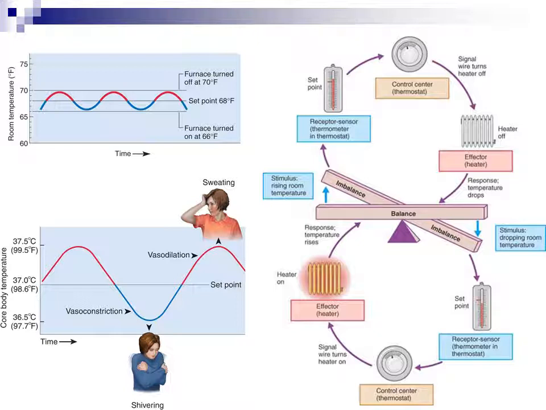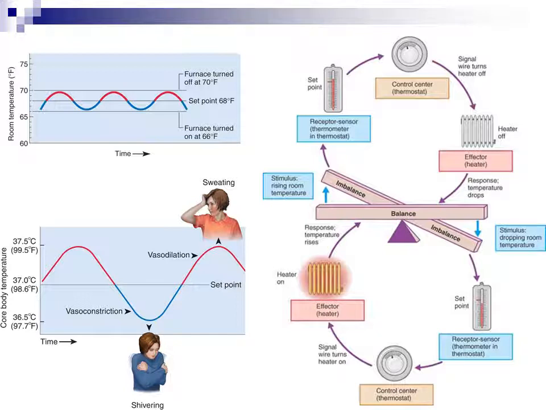Once it is on, it will probably overshoot the desired temperature by a little bit, maybe bring it all the way up to 70 degrees before kicking off. How does it know when to kick off? It kicks off when the temperature gets too high. In this example, the temperature is once again the stimulus. The receptor is once again the thermometer. It responds to the increase in temperature, the stimulus.